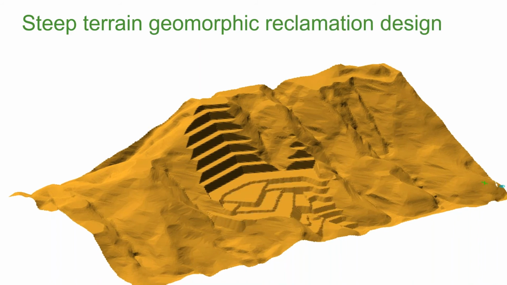Here is the reclamation design. As you can see, we have many benches that have created terraces, and these stacked terraces will potentially create wonderful habitat for ungulate species such as elk and deer. Also, different plant life can be planted along these benches, creating biodiversity within the reclaimed land.